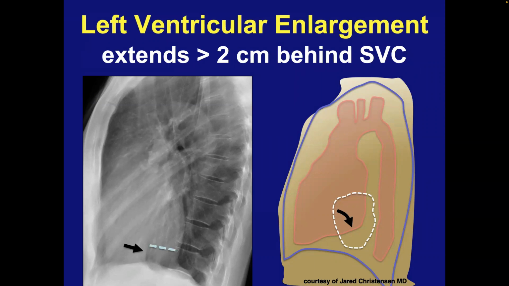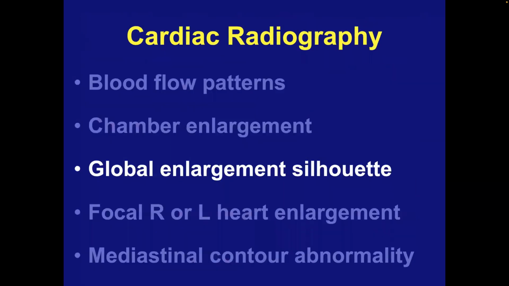Sometimes you can see a vertically oriented SVC superimposed on the heart on the lateral film as the SVC is emptying into the right atrium. And in general, if the left ventricular border is more than 2 centimeters posterior to the shadow of the SVC, it's a sign that the left ventricle is big.